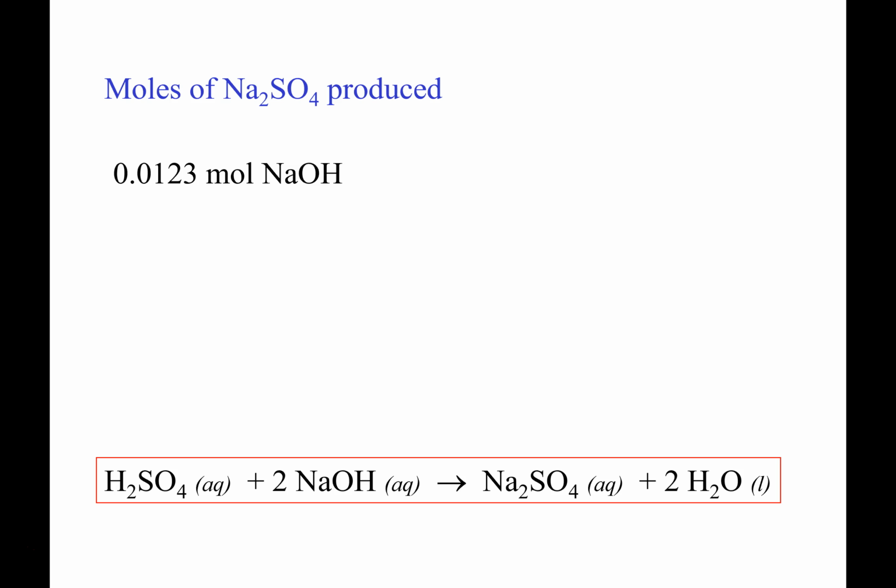So here we go. I think we're back up to you, Benny. How do we use the stoichiometric ratio between the NaOH and the Na2SO4 to get to moles of Na2SO4? 1 mole over 2 moles. Yep, 1 mole of Na2SO4 over 2 moles of NaOH. Perfect.